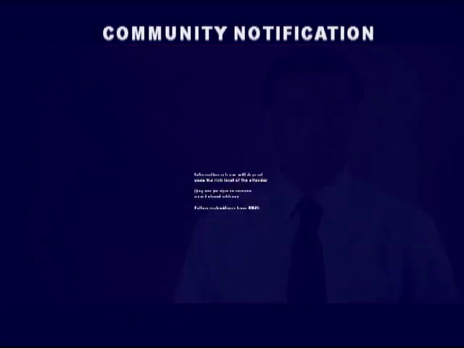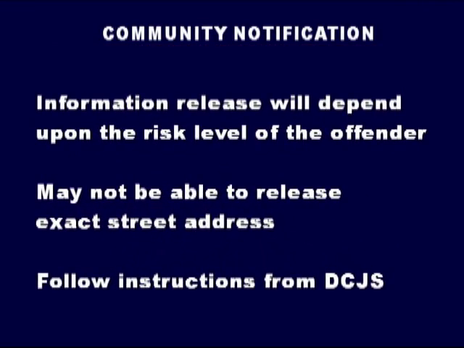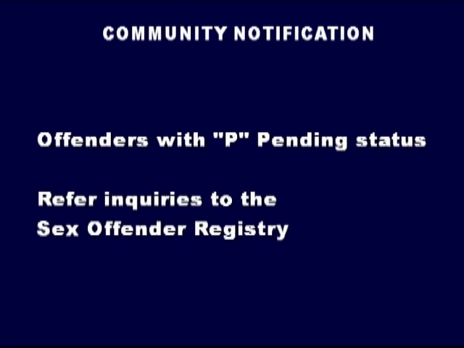Next, what information can be released? This will depend on the risk level of the offender. Generally speaking, follow the instructions in the notification you receive from DCJS. For some offenders, you may be able to release an exact street address, but for others, you might not. And in the case of an offender with a P or pending status, the law enforcement agency will not be able to release any information. In those cases, you could refer questions to the registry's toll-free line.